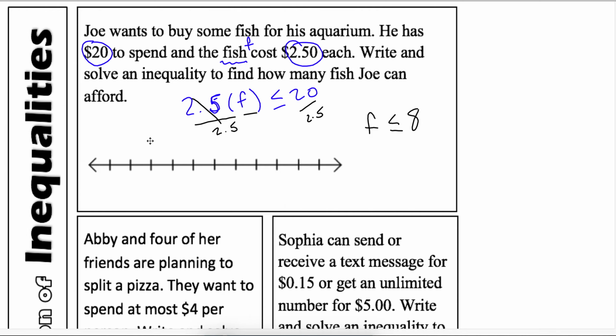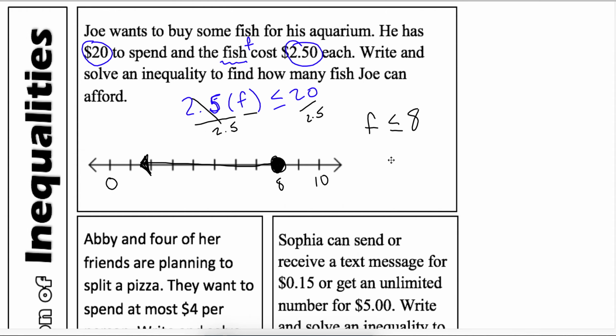Okay, let's put that on a number line. 0, 10, let's make that one 8. Okay, closed or open circle? Is there a line? Yes, so that means closed circle. And we want less than that. At least, or at most, 8. At most, 8 fish.